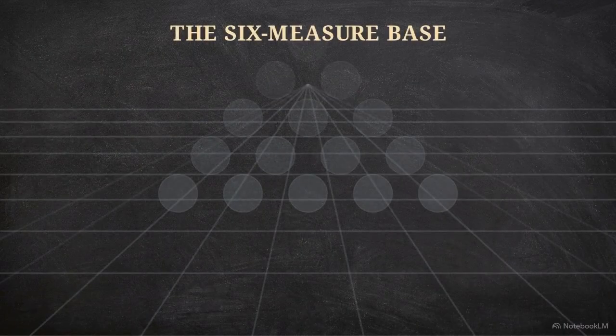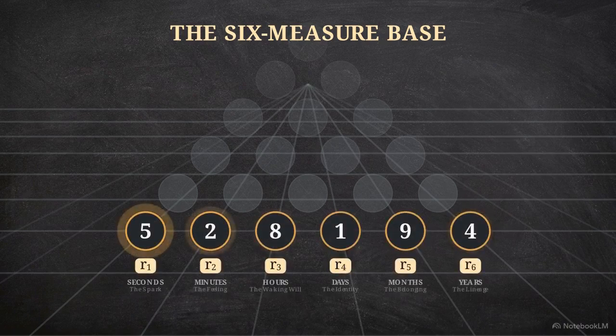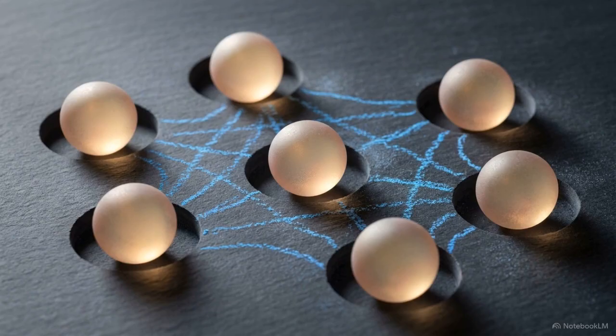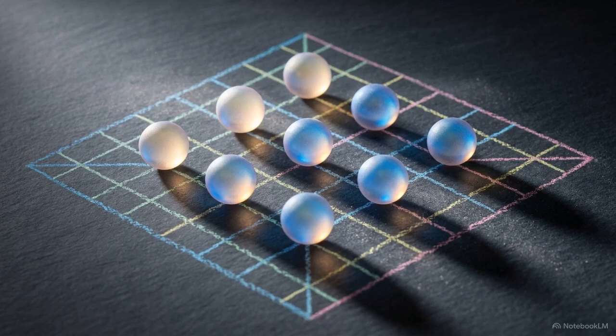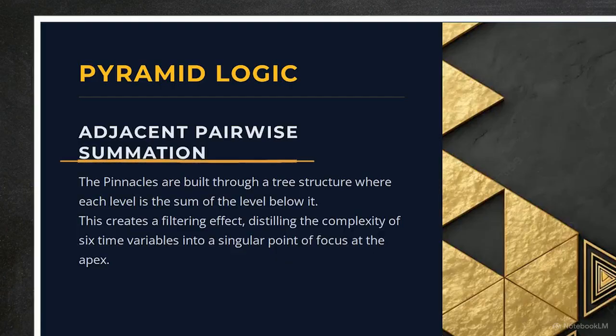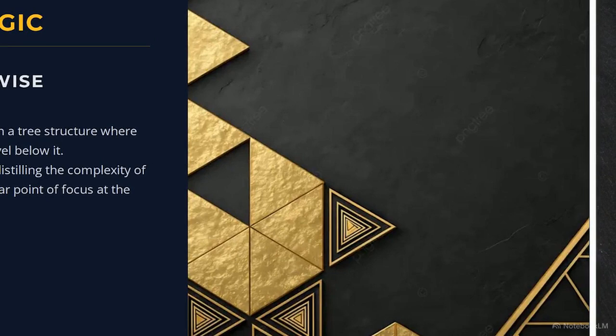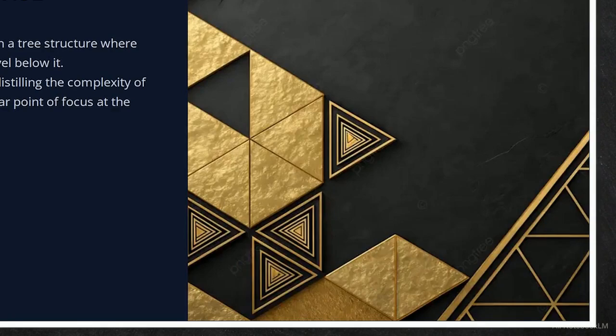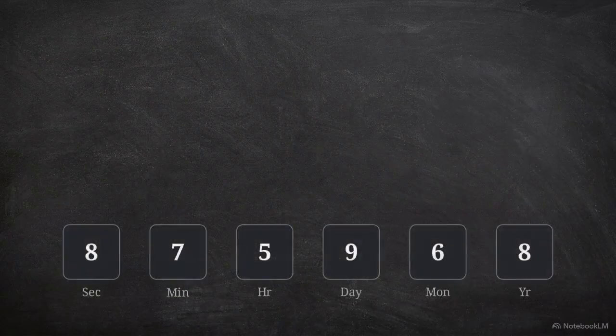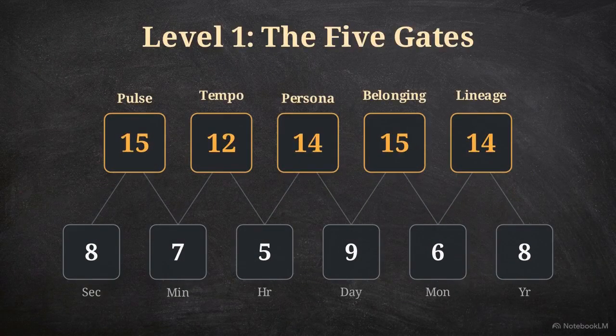The result is 6 purified base roots, labeled R1 through R6. This process removes the multi-digit complexity, leaving only the foundational digits required to construct the pyramid. These 6 roots are positioned as the base nodes of the 3D plane. The internal logic of the matrix is driven by adjacent pairwise summation. Adding R1 to R2 generates the first node for the level above. The second node comes from the sum of R2 and R3, continuing across the row. This creates level 1 of the pyramid, known as the 5 gates.